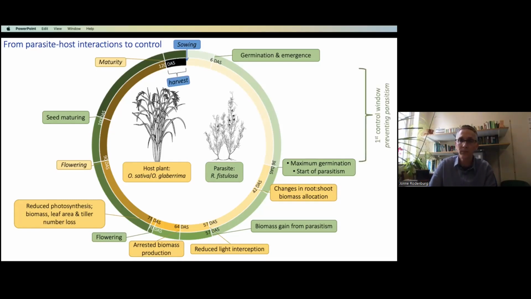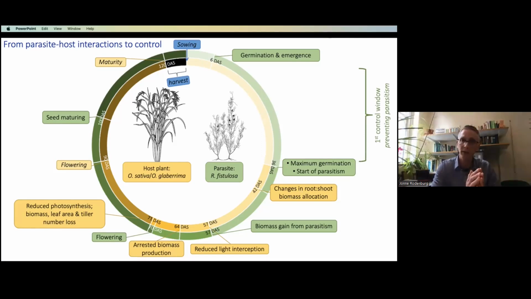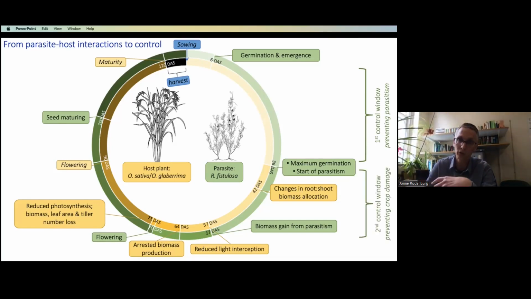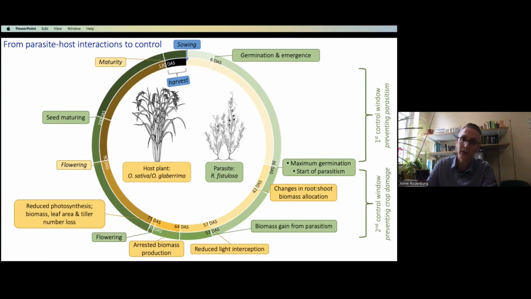So based on this, we identified 3 different control windows. The first control window is in the period before the maximum germination, before the start of the parasitism. If you control the weed in here, you can really prevent parasitism. But even if farmers would be too late, they could still weed the parasite and by that prevent the damage.